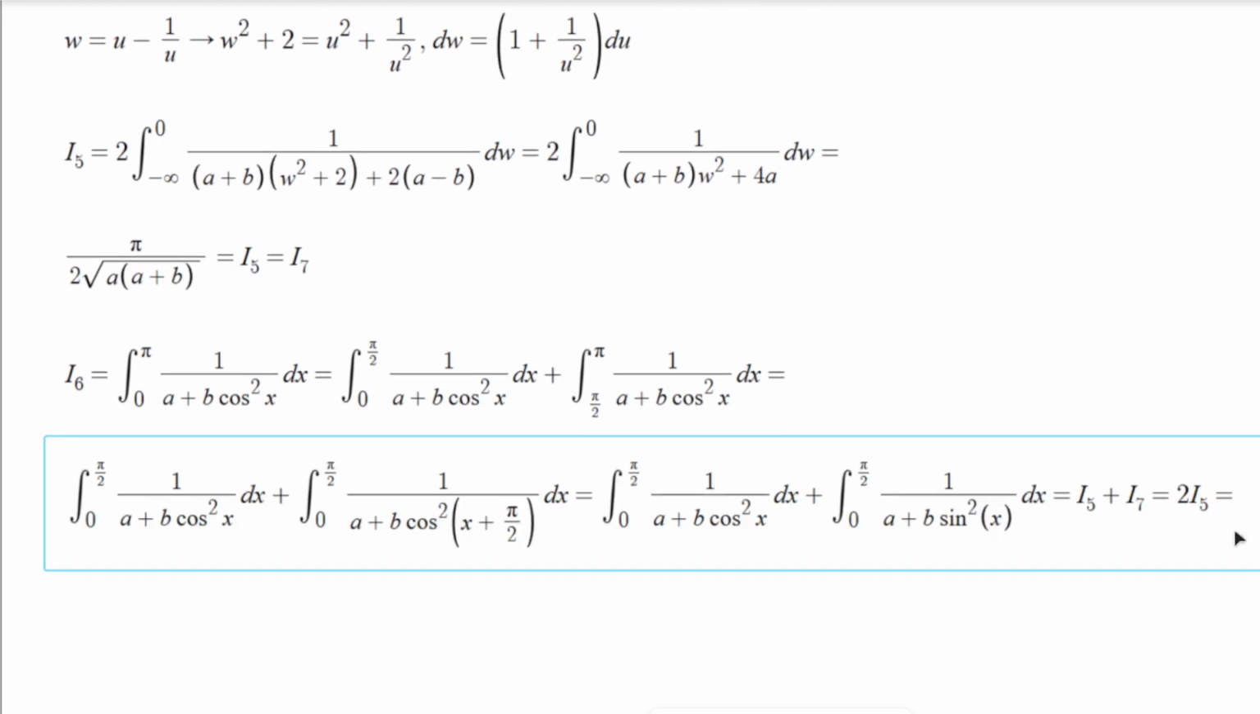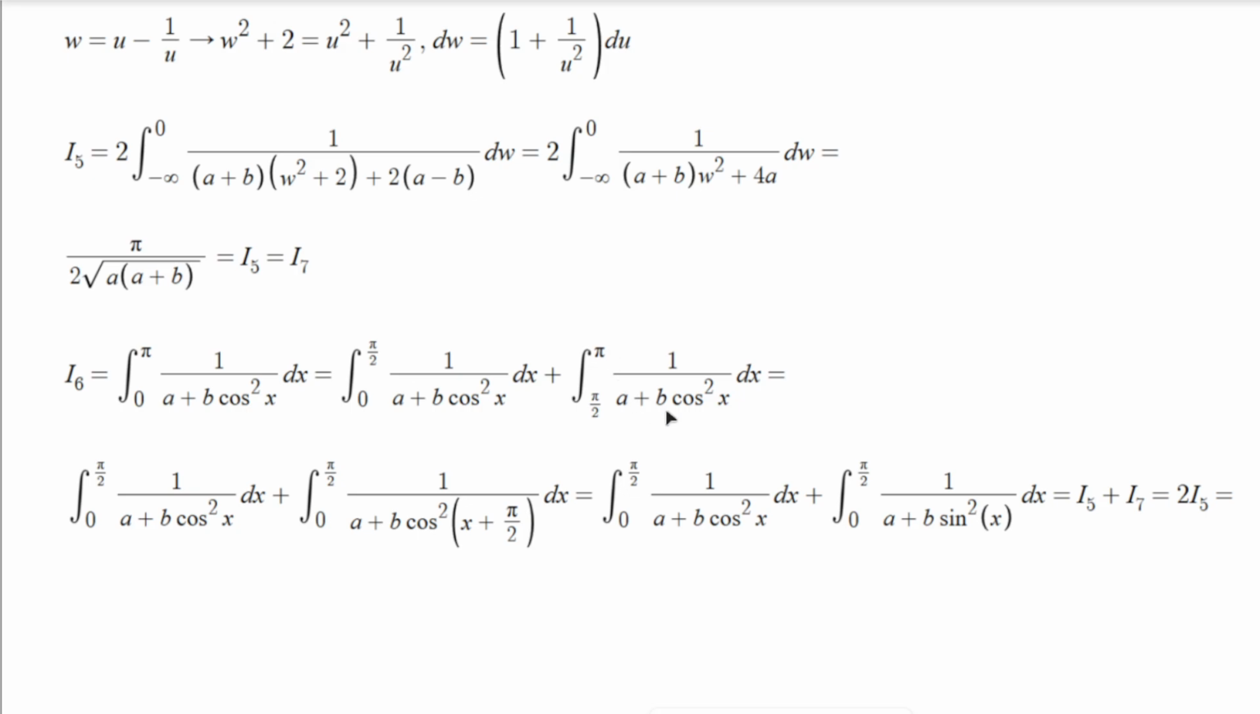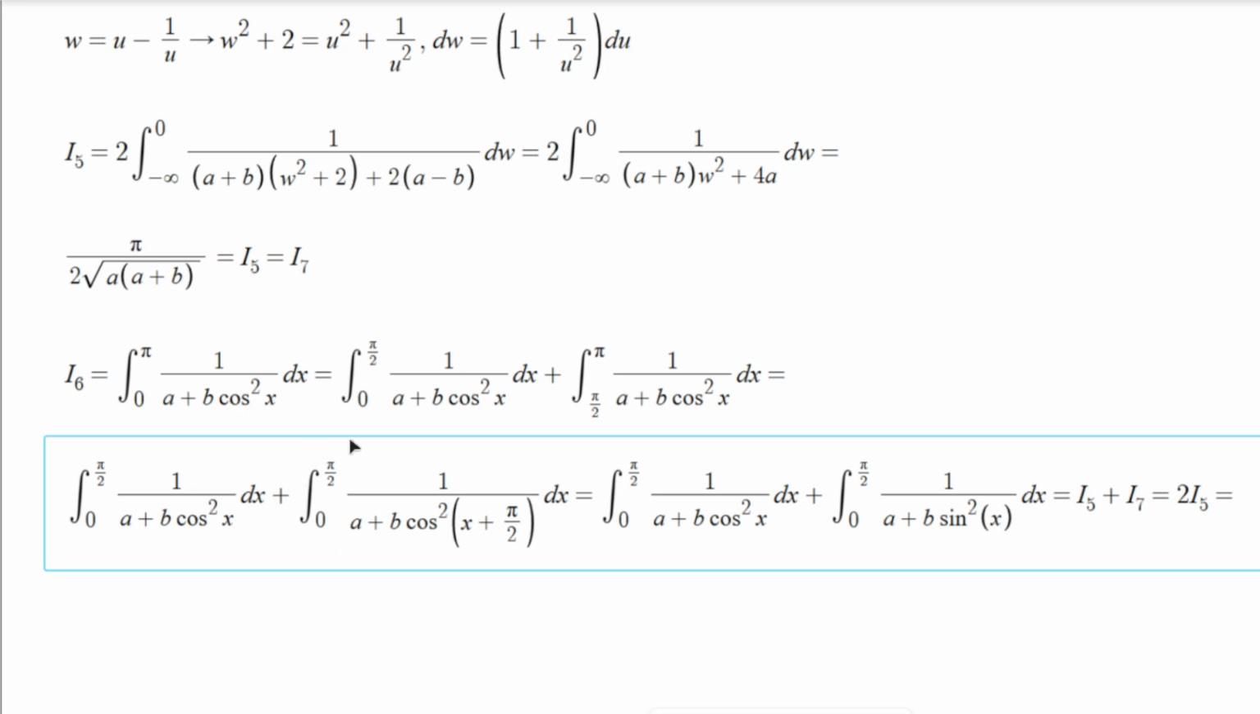Okay. And next, you can see what I did to this integral right here is I just subtracted pi over 2 from the bounds and added pi over 2 to all our x's inside the integrand there. And cosine squared of, well, cosine of x plus pi over 2 is sine x.